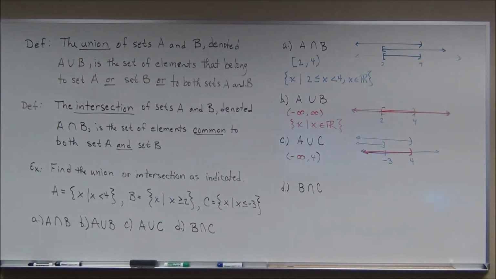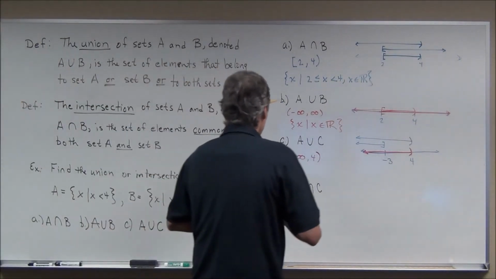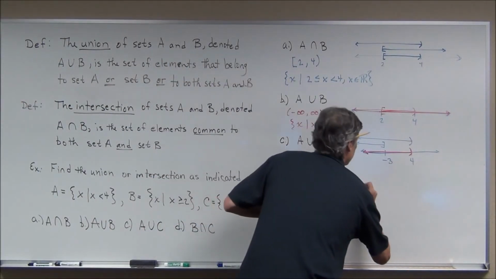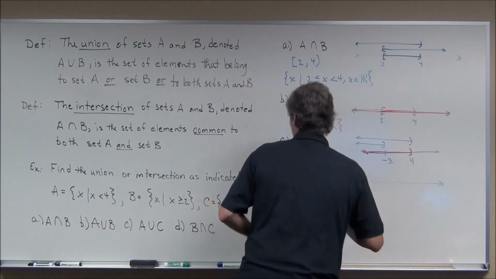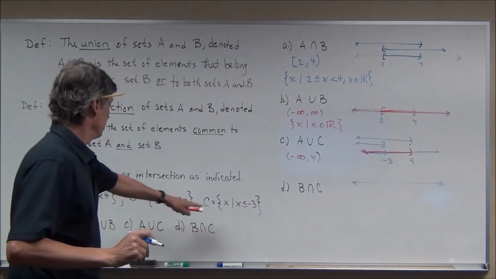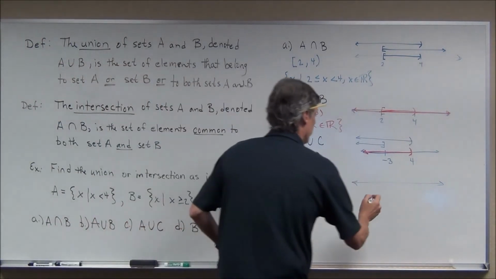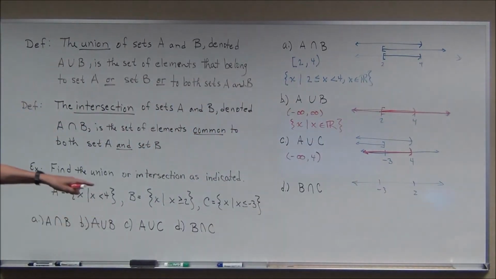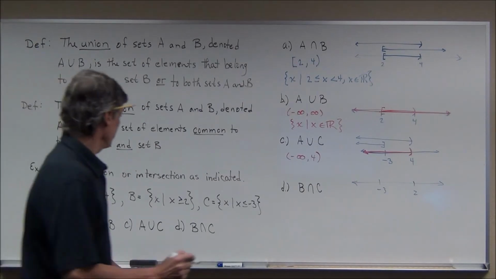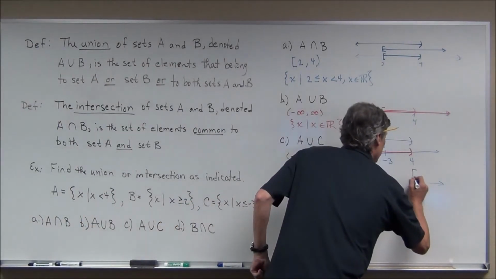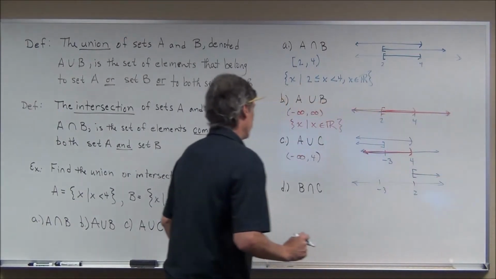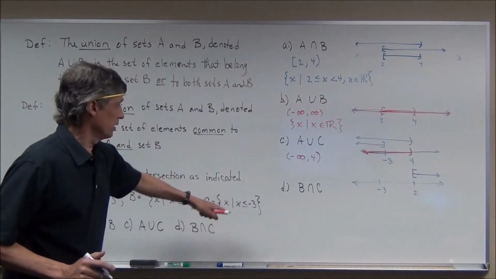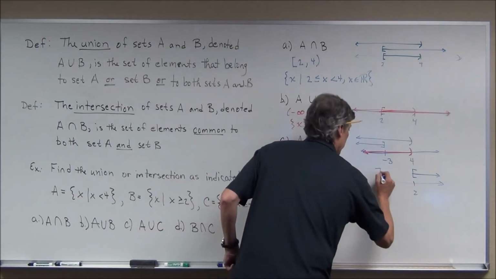The last example here, B intersect C. My key value for B is 2, my key value for C is negative 3. Here's negative 3, here's 2. I want to look for everything greater than or equal to 2. That would look like this, right above it there. Everything less than or equal to negative 3, that would be right here.